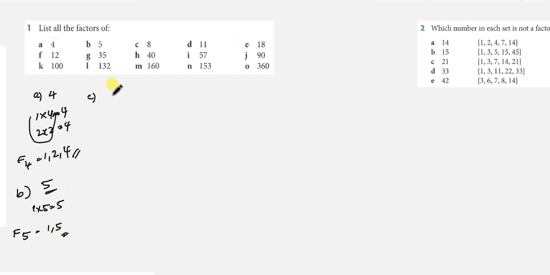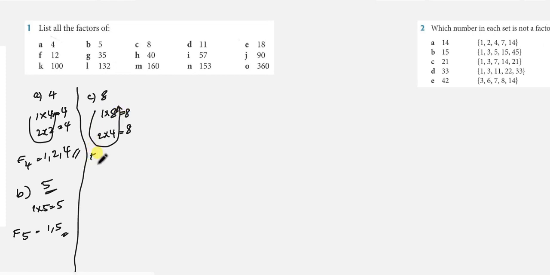C, 8. So 1 times 8 is equal to 8. 2 times 4 is equal to 8. 3 cannot divide it, but then again it comes 4 times 2 is equal to 8. So we'll just stop there and write according to order. F8 is equal to 1, 2, 4, and 8.